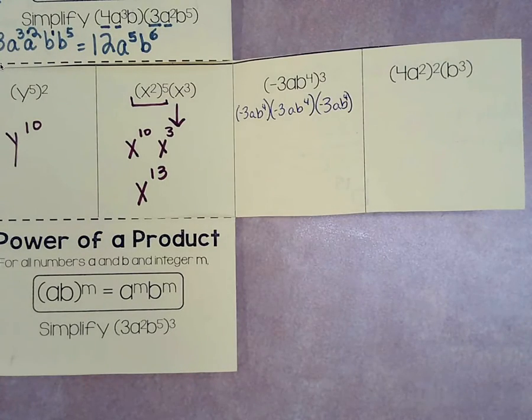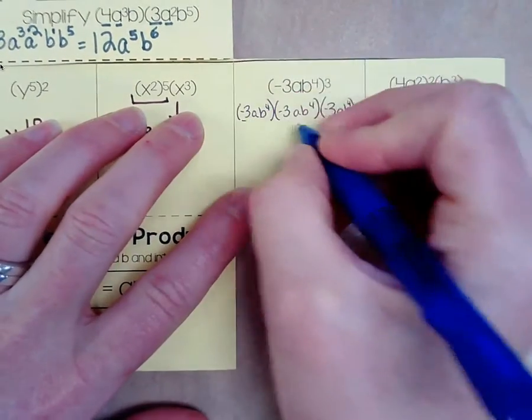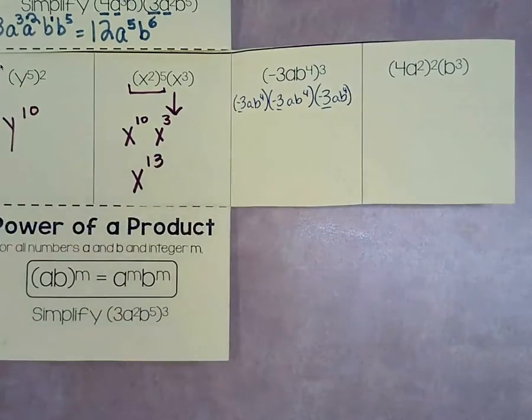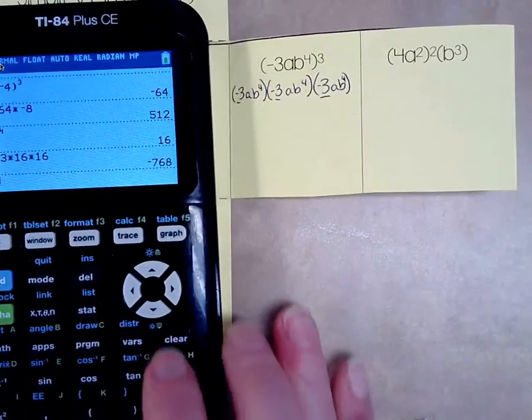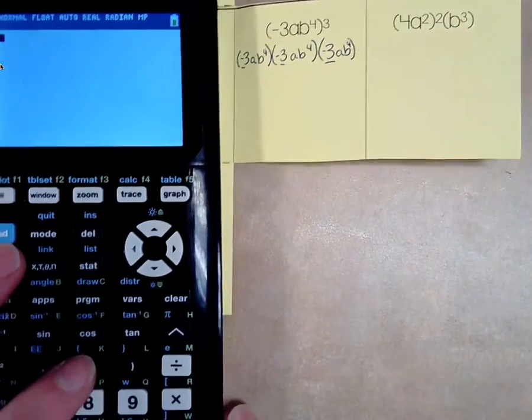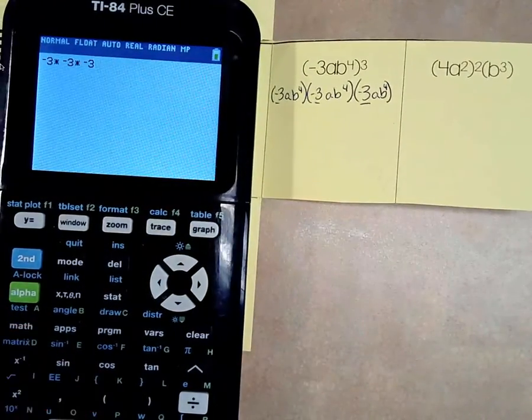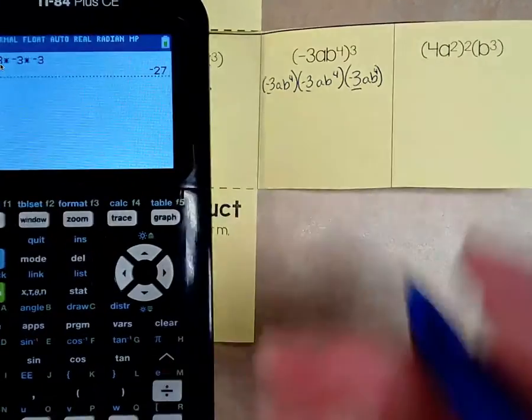And like we were doing yesterday, we reorganize it so our like bases are together. So negative 3 times negative 3 times negative 3. We can use our calculator for that. Negative 3 times negative 3 times negative 3. Negative 27.